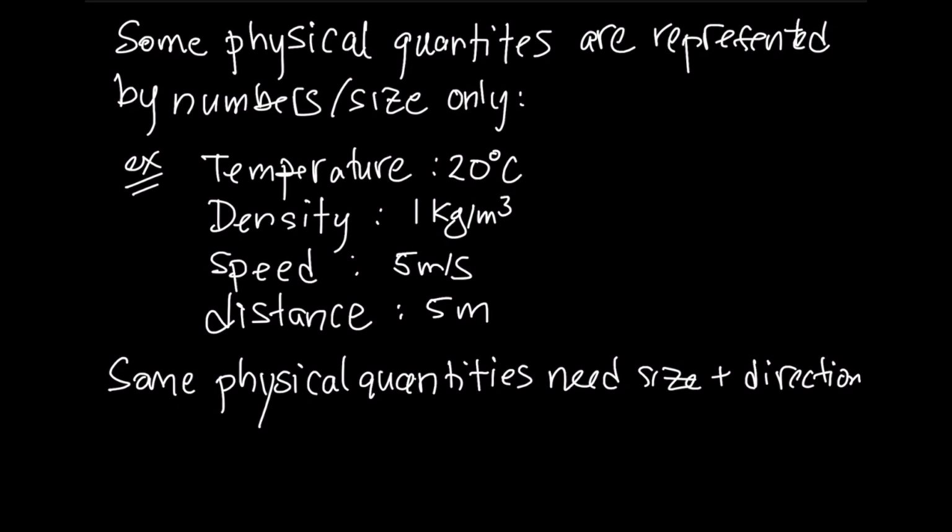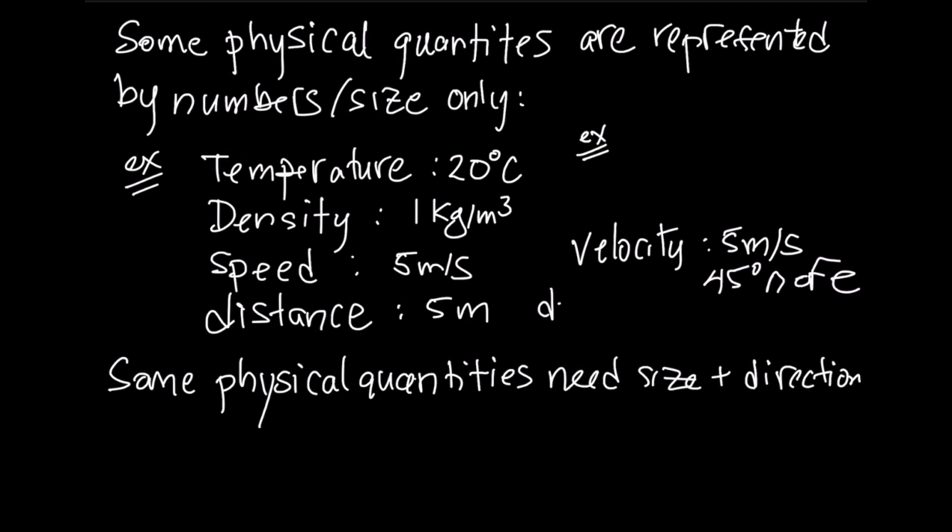You need a size and a direction. For example, you could talk about velocity. It's not enough to say 5 meters per second. You also have to specify a direction. Let's say 45 degrees north of east. There's something called displacement. When you displace an object, that means you're moving it from one location to another. And so what you need to know is the direction in which you moved it, something like horizontally.